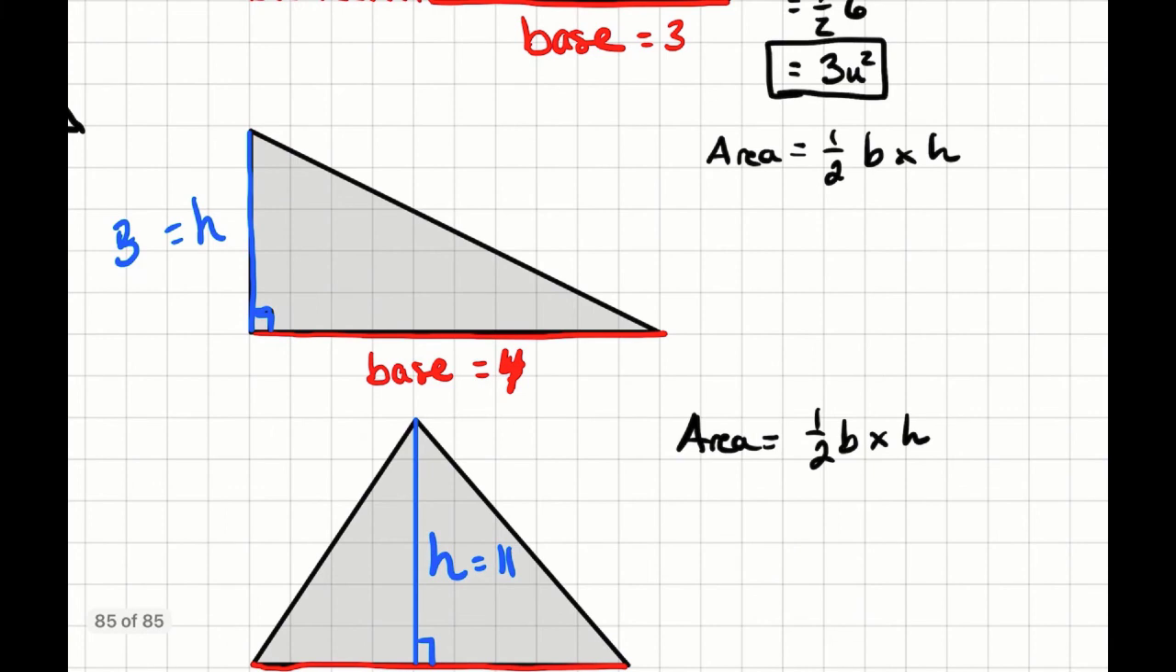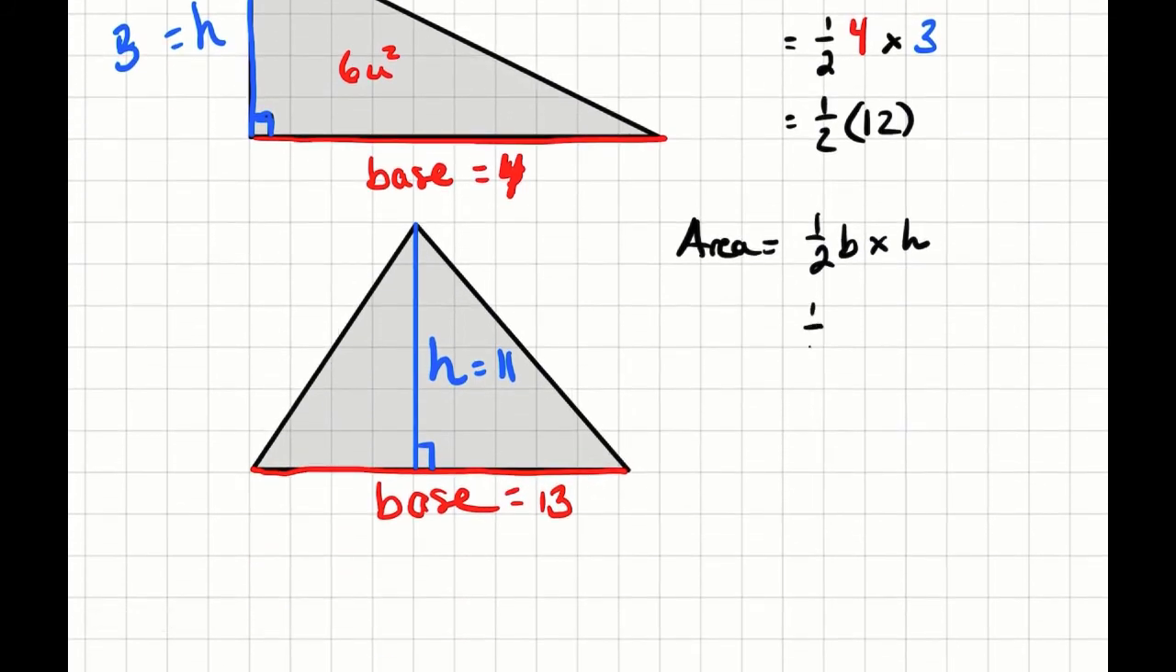All right, now I have this triangle. I have 1/2 times 4 times 3. Now 4 times 3 is 12. So I have 1/2 of 12. That's what I'm working with. And 1/2 of 12 is 6. So this has 6 units squared as its area.